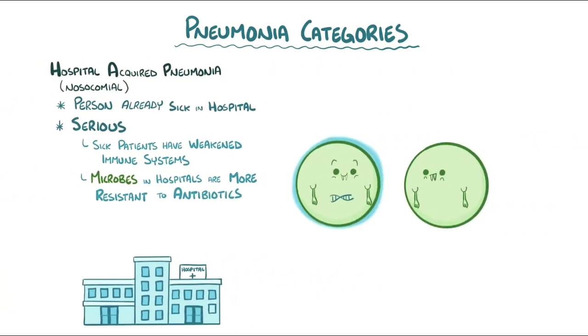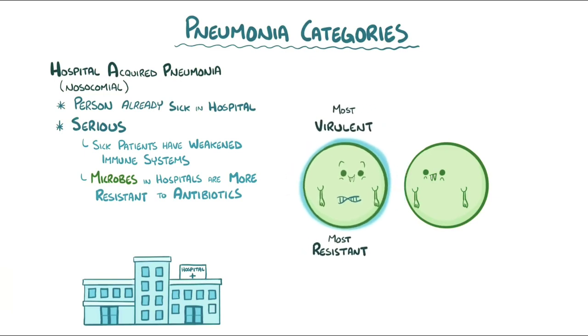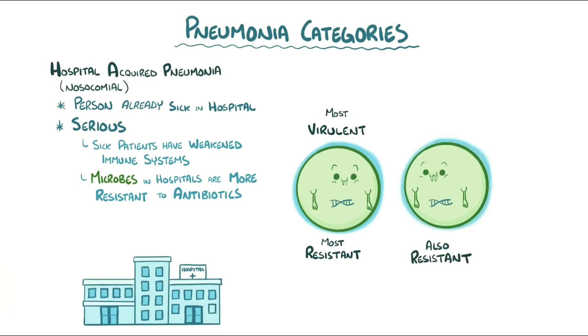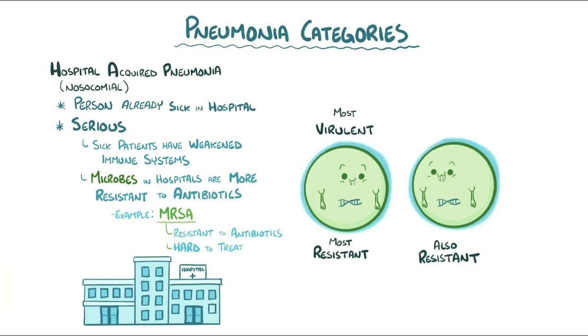That's because hospitals bring together the bacteria that are often the most virulent, think great offense, as well as the most resistant, think great defense. And these bacteria are able to swap some of the antibiotic resistance genes with each other. A well-known example is methicillin-resistant Staphylococcus aureus, or MRSA. Non-resistant Staph aureus can cause pneumonia and other infections, but it can also be killed by common antibiotics, like ampicillin. MRSA, on the other hand, is resistant to many antibiotics, and is therefore harder to treat.